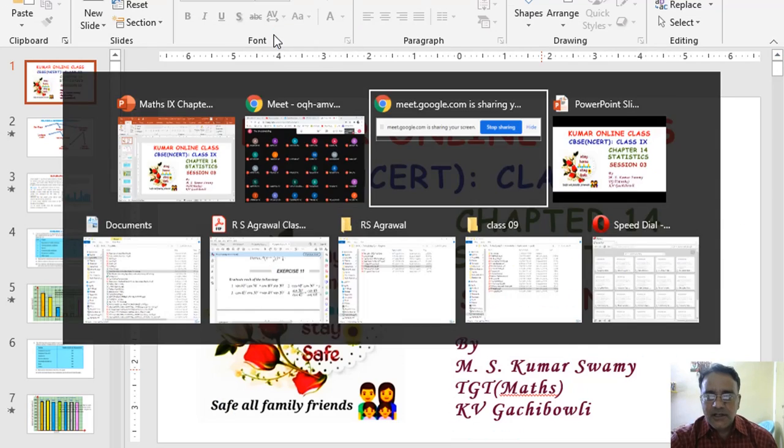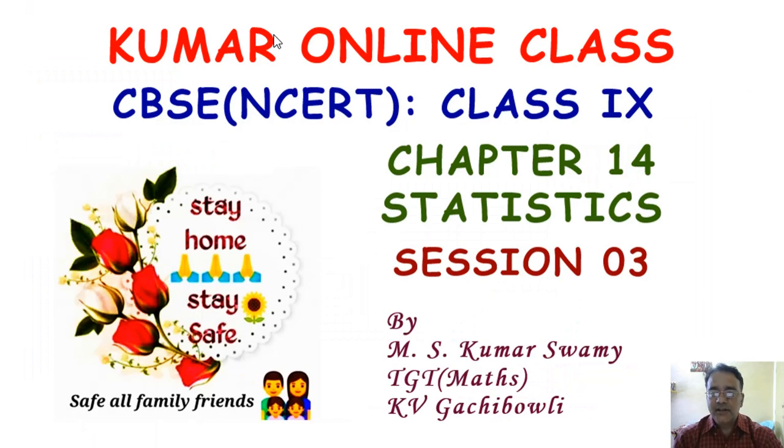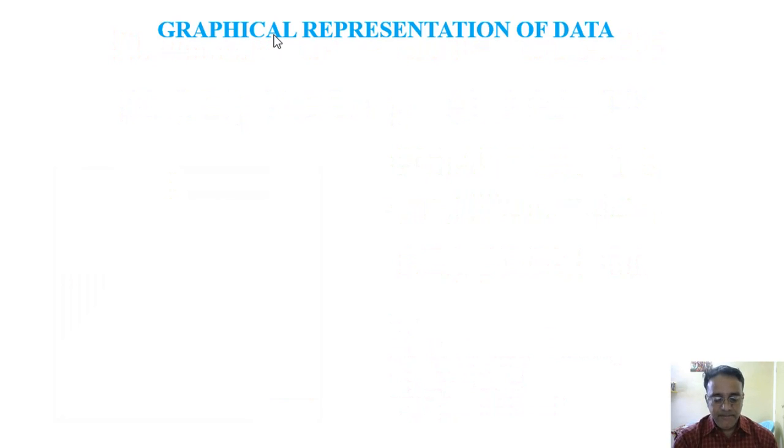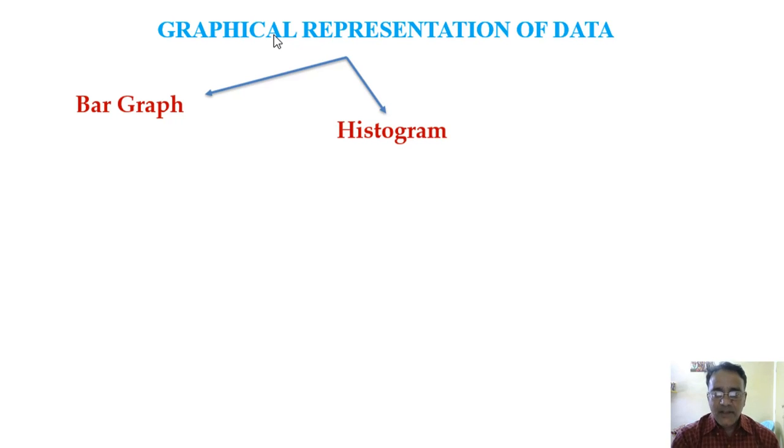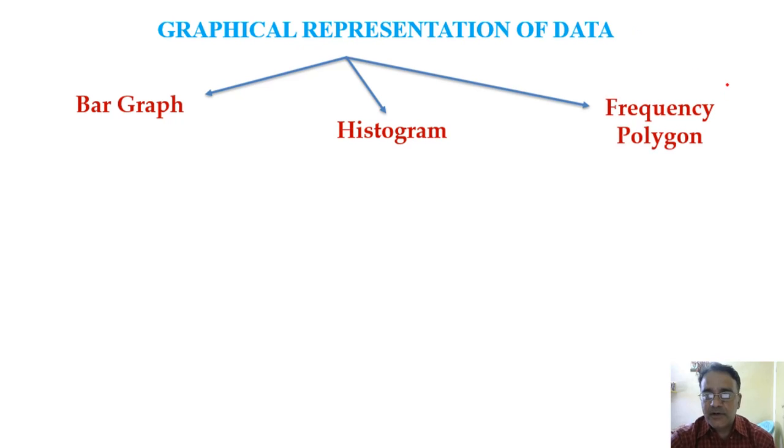Today we are going to start session number 3 of chapter number 14, statistics, and we are going to start graphical representation of data today. There are three different types of graphical representation of data in class 9th. The first one is bar graph, the second one is histogram, and the third one is frequency polygon.